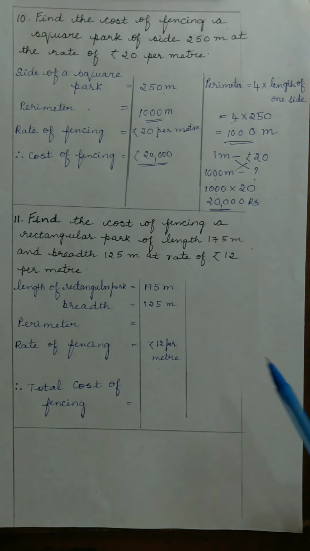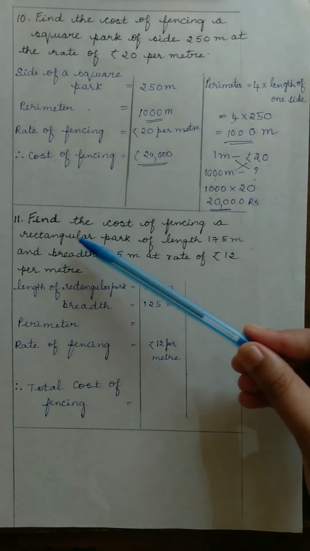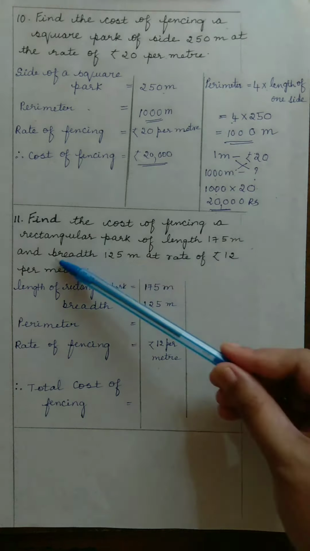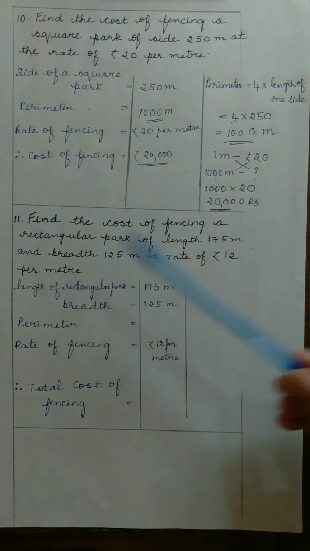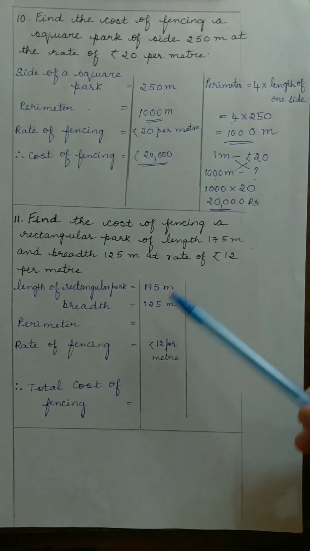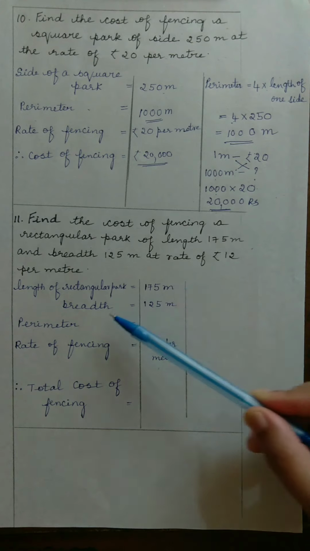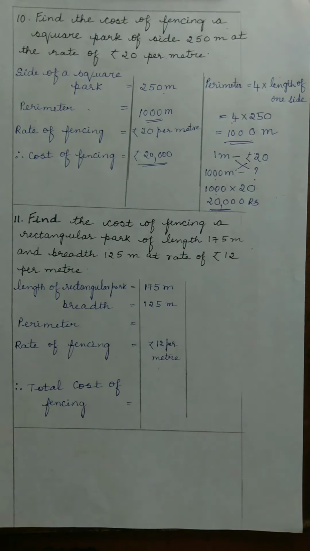Next is the 11th question. So we have to find the cost of fencing a rectangular park of length 175 meter and breadth 125 meter at the rate of rupees 12 per meter. Therefore, in this problem, children, the park is in the shape of a rectangle, and the length of the rectangular park is given as 175 meter, breadth is given as 125 meter. So now we need to find the cost of fencing the rectangular park.